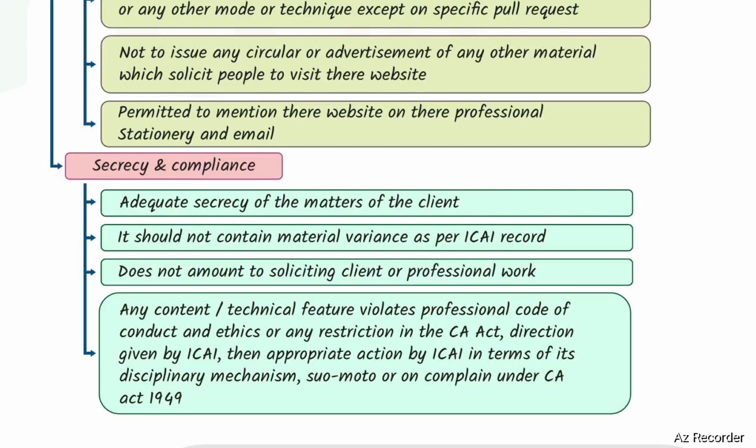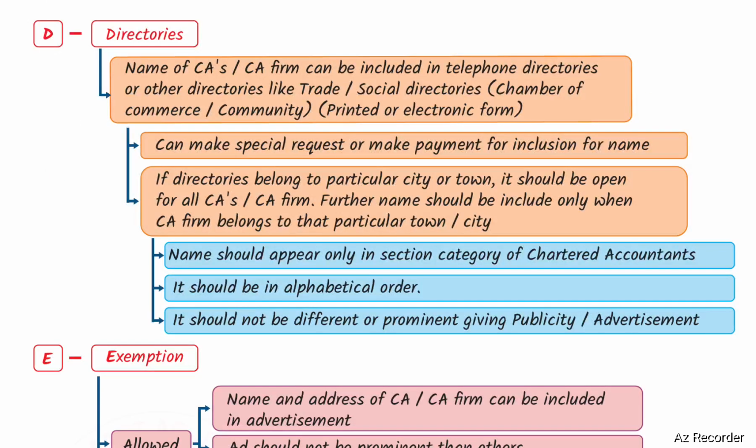Next, directories. Name of CS or CA firm can be included in telephone directories or other directories like trade or social directories, chamber of commerce or community, printed or electronic form. Can make special request or make payment for inclusion of name. If directories belong to a particular city or town, it should be open for all CS or CA firms. Further, name should be included only when the CA firm belongs to that particular town or city.